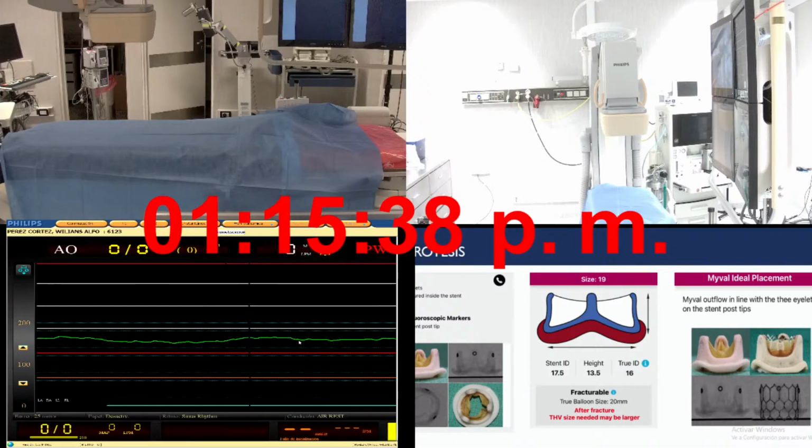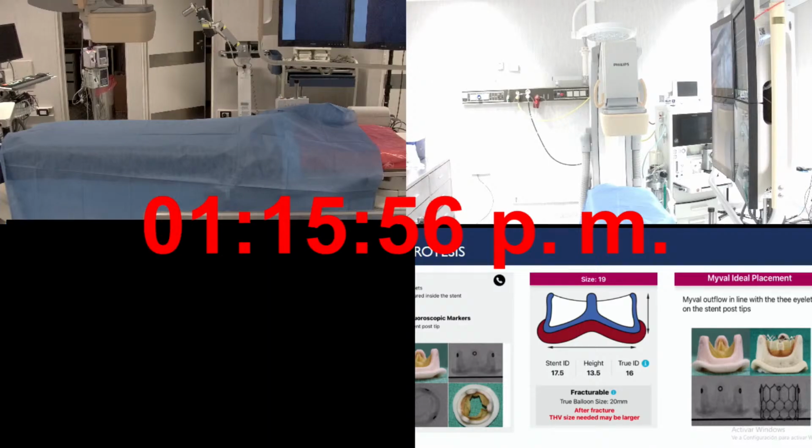Hola, hola. Uno, dos, tres. No llega. Hola, hola, hola. Uno, dos. Probando sonido.